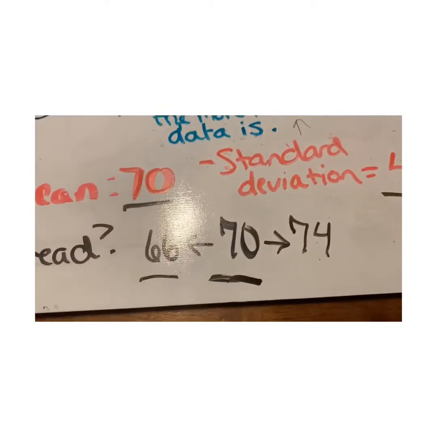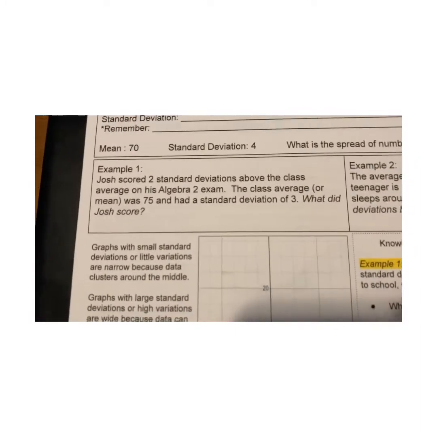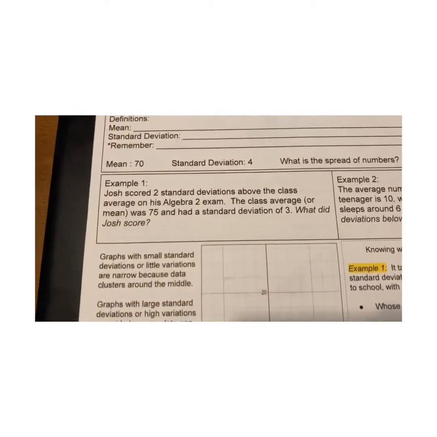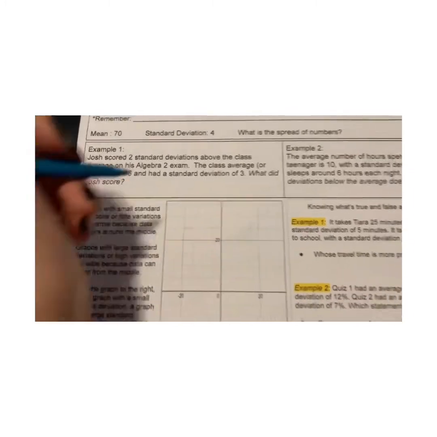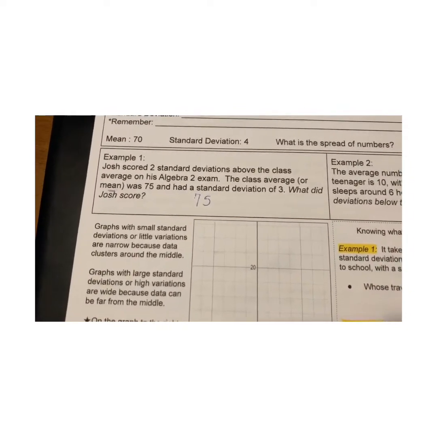Okay, so let's look at this now when we have word problems. My first example for you is: Josh scored 2 standard deviations above the class average on his Algebra 2 exam. The class average, or the mean, was 75 and had a standard deviation of 3. So what did Josh score? Okay, so my mean, or my center, is 75. That was the class average. And the standard deviation is 3.